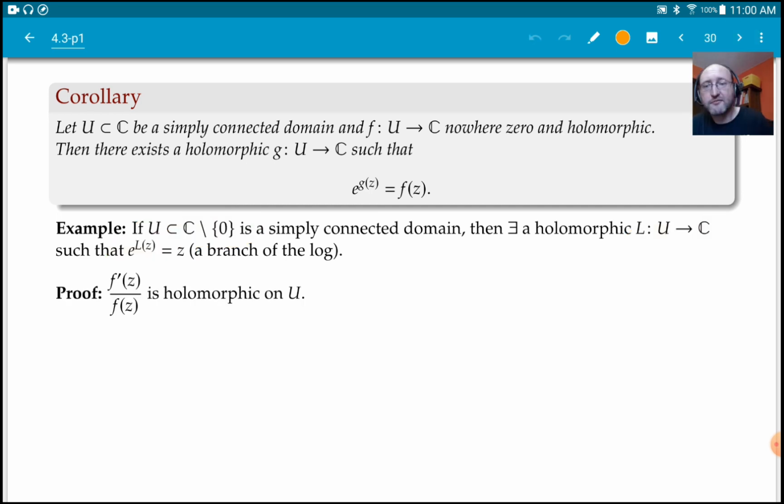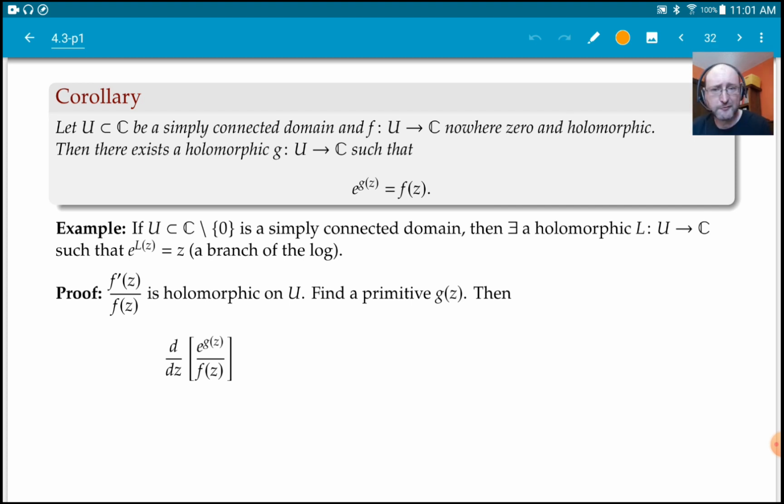Okay, so let's prove this. Look at f prime over f. That's holomorphic, right? f is nowhere 0, so I can divide by it, no problem. We can find a primitive. Let's call it g. It's actually going to be slightly different than this g. But we'll find a primitive for this guy. And let's look at the quotient of e to the g and f. Let's see how they're related if we divide one by the other.